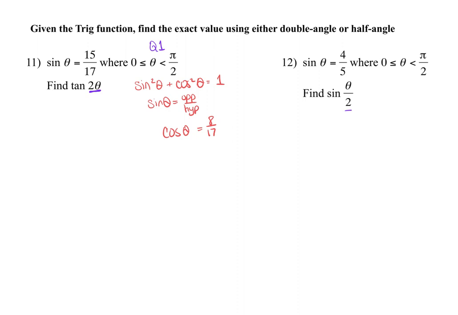Once you solve for cosine, you need to establish what tangent is. The tangent is going to be the sine over the cosine.